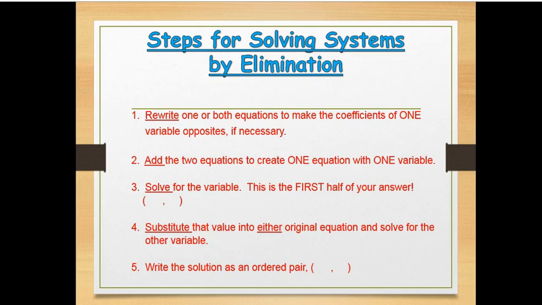Alright, we're going to use the same steps we use for solving systems by elimination. You're going to rewrite one or both equations to make the coefficients of one variable opposites if necessary. Add the two equations to create one equation with one variable. Solve for the variable. This is the first half of your answer. Substitute that value into either original equation and solve for the other variable. Then write the solution as an ordered pair.